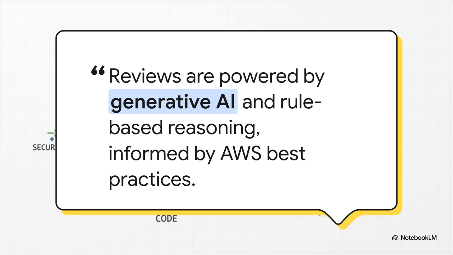So how does it do all this? Well, the secret is this really smart hybrid approach. It combines the creativity of generative AI with very strict rule-based systems that have been trained on decades of security knowledge from inside AWS and Amazon. You're basically getting the wisdom of their entire security organization.